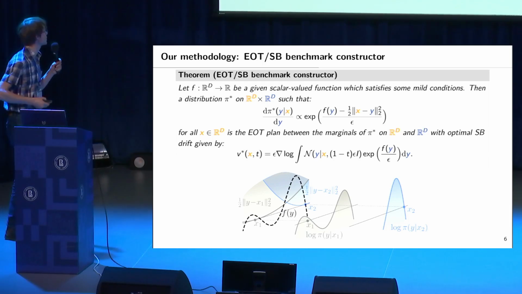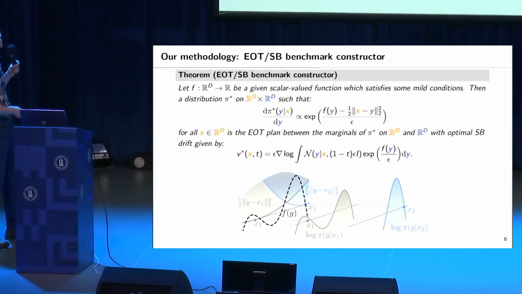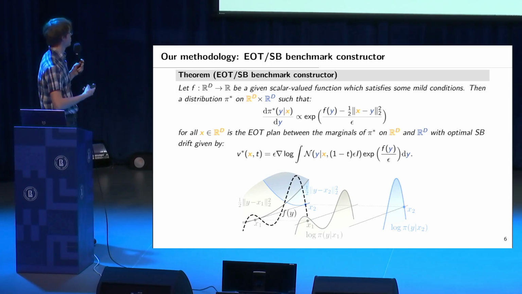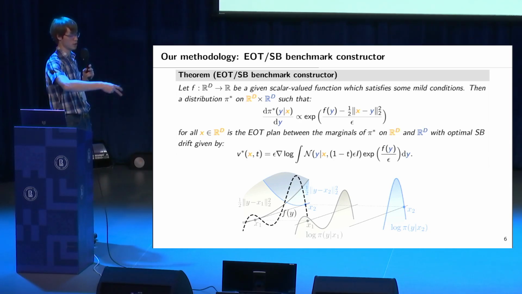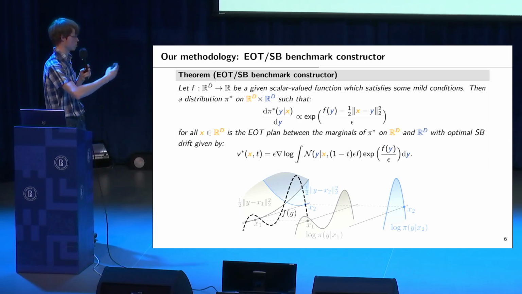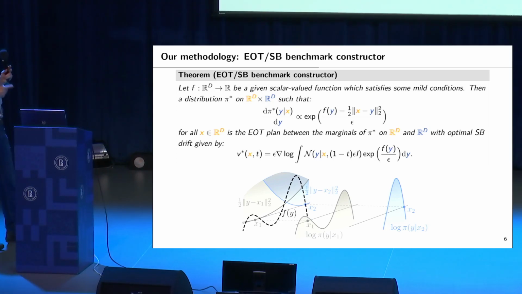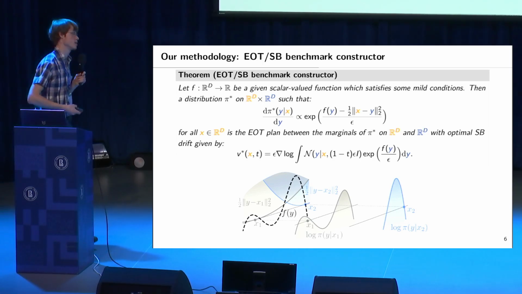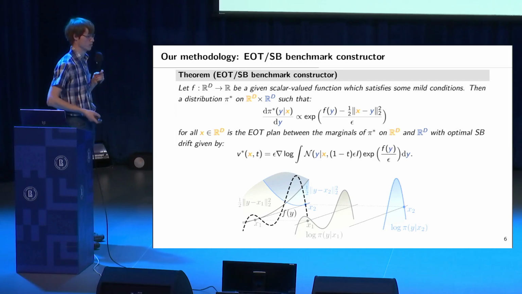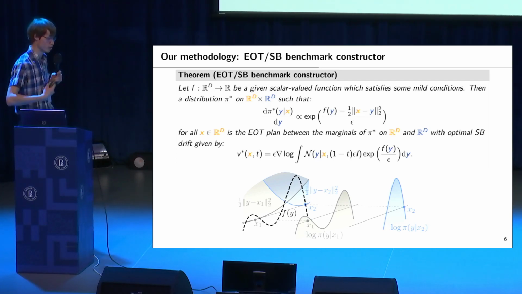In this case, this P star plan is actually the EOT plan between the marginals of P star on the source domain and target domain. And the optimal Schrödinger bridge drift, which drives the stochastic diffusion between source and target domains, can also be expressed. But still there is one problem, because here we know these conditional distributions only up to some constant, which limits the applicability of this formula for constructing actual ground truth plans.